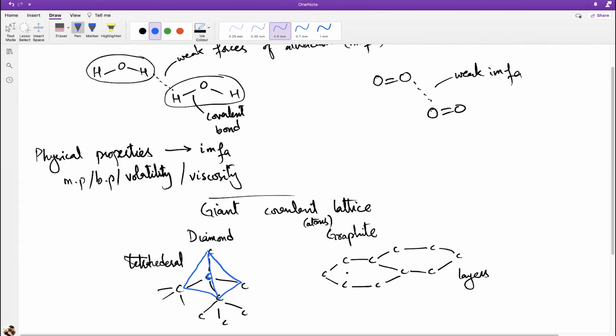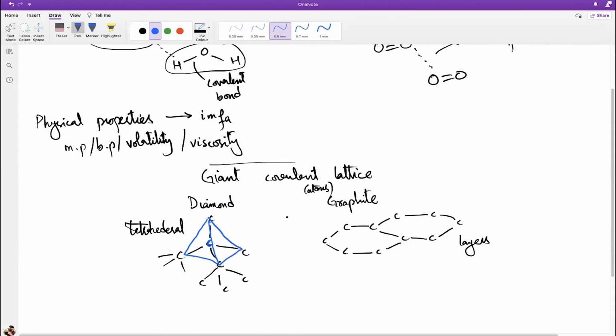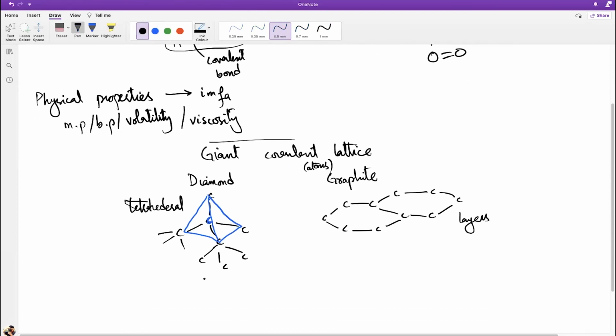Now, here's the thing. These things behave very differently from these things. Why? Because they have different forces of attraction. And that is why their physical properties are different. So physical properties for these, first of all, their melting point, boiling point, volatility, viscosity, conduction, all of that depends on these forces. So it's really simple. There are two questions that you have to ask whenever you are given a compound or a substance. How strong are the forces of attraction in it? And does it have any free charged particles?